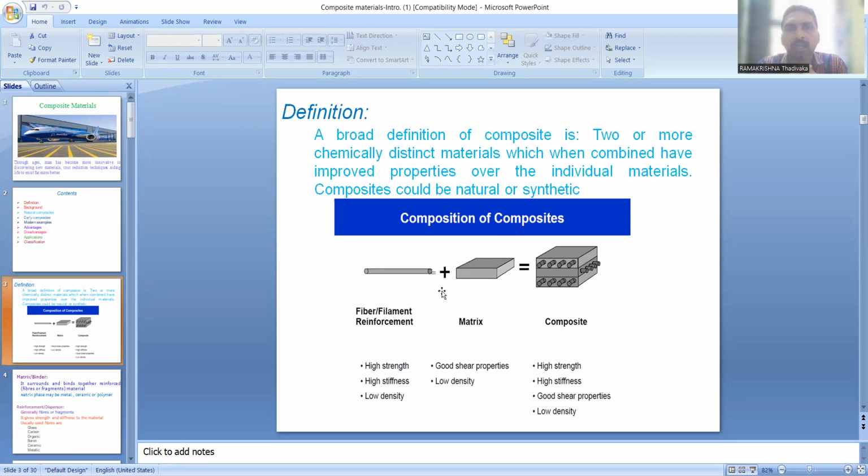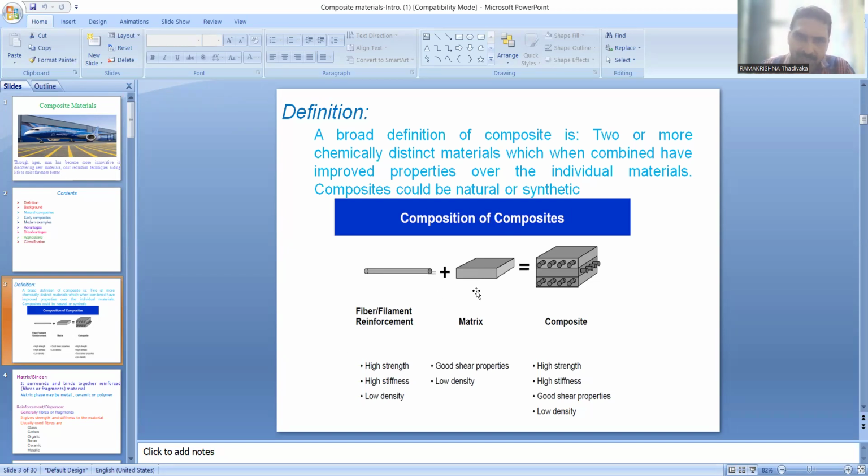Reinforcement and matrix combined, we can form the composite material. A broad definition of composite material: two or more chemically distinct materials which, when combined, have improved properties over the individual properties. Composite could be natural or synthetic. Here, reinforcement and matrix combined give you the composite.